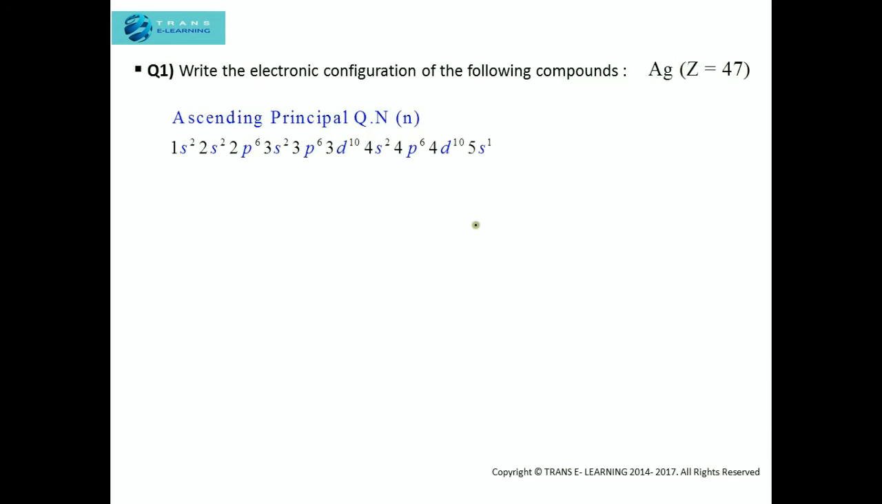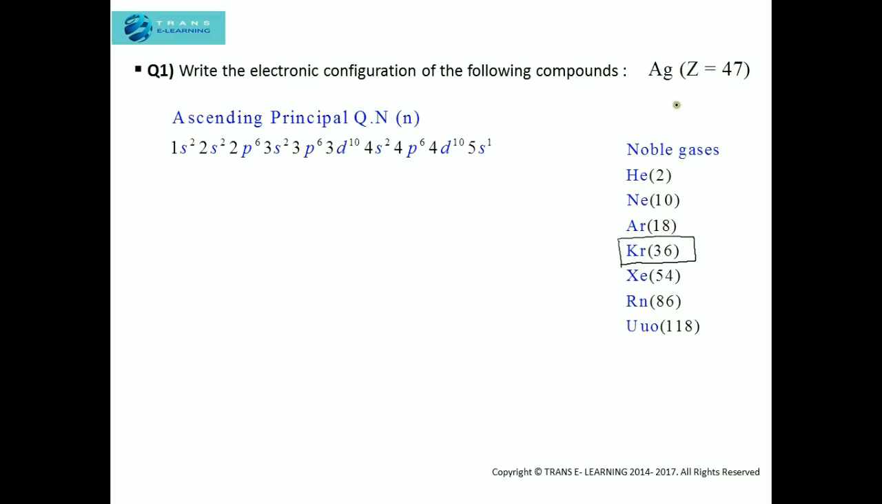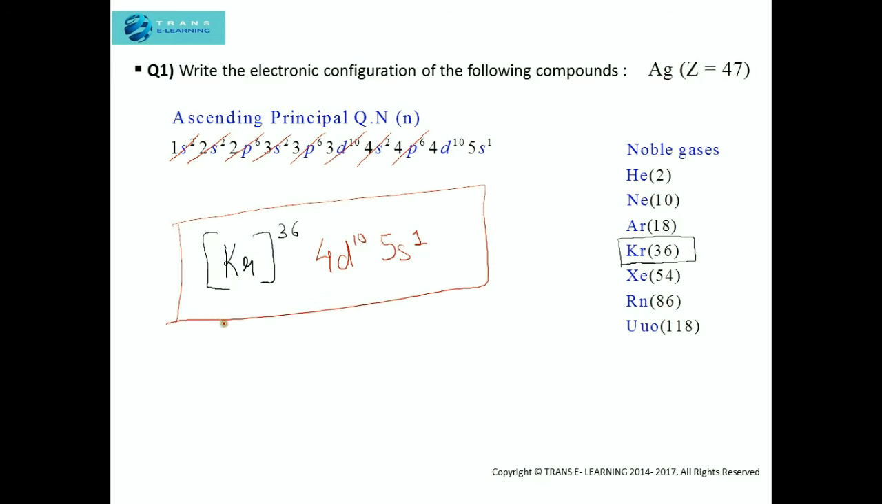In case you need to write the electronic configuration in terms of noble gas electronic configuration, then all you have to do is select the nearest noble gas. In this case we'll be selecting krypton because the atomic number of silver is 47. So this is the electronic configuration of silver in terms of noble gas electronic configuration.